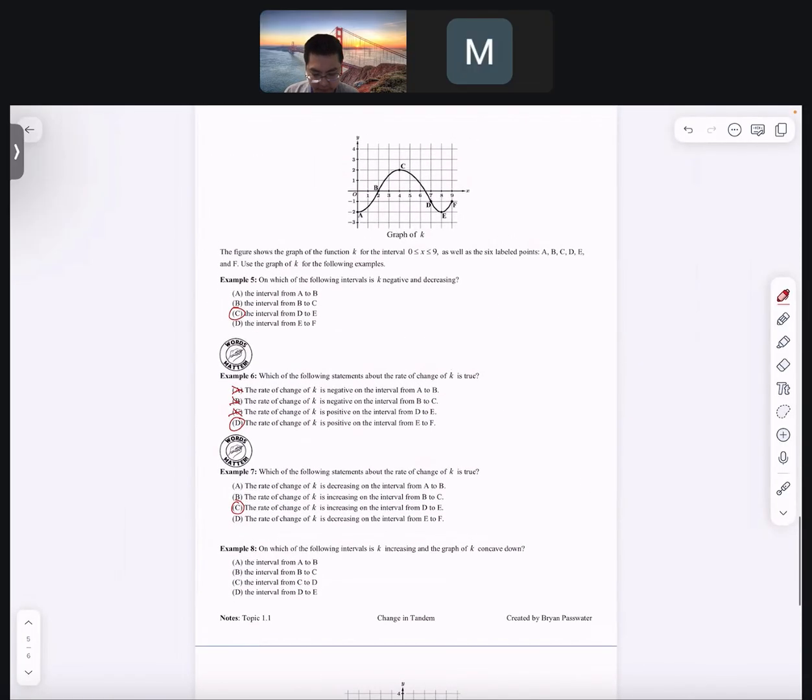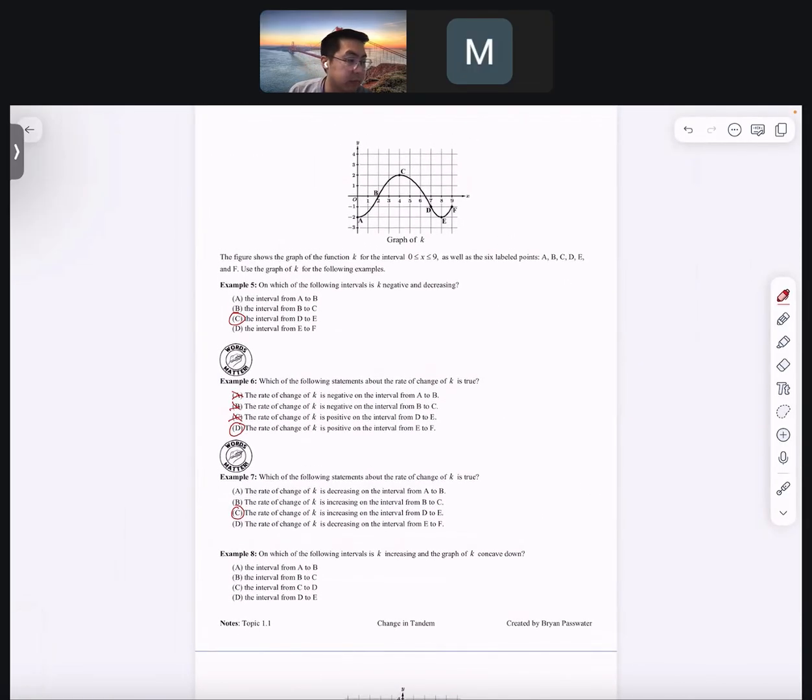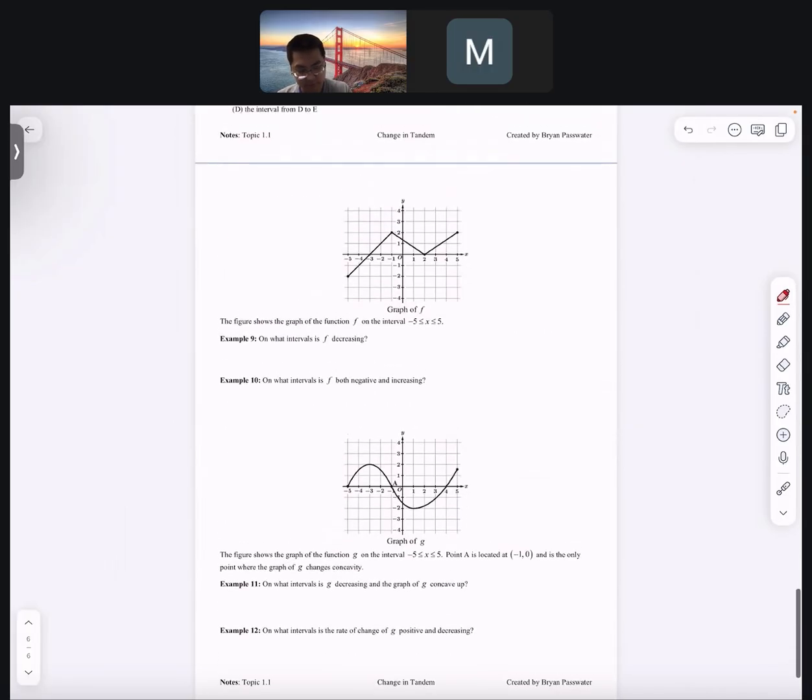Oh, we have one more. Example 8. For example 8, the answer choice is B. On which of the following intervals is k increasing and the graph of k is concave down? Increasing and concave down. So that's the interval from B to C, okay? All right, so we're going to here.